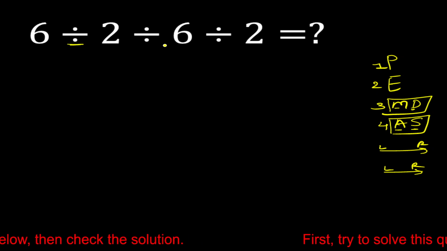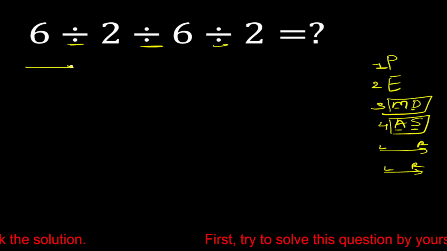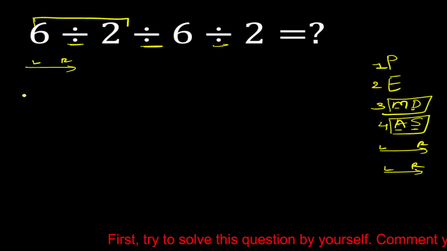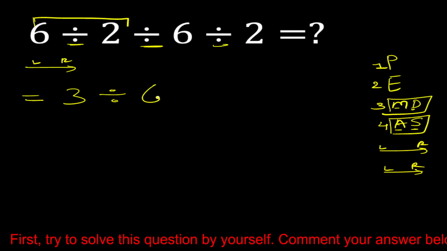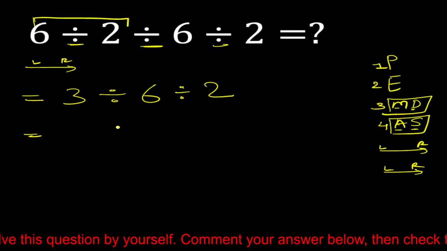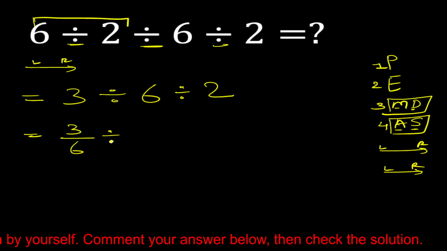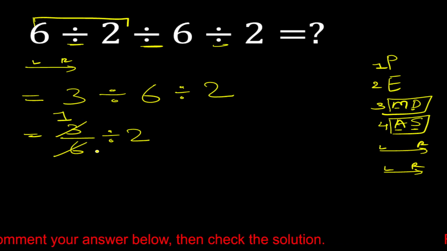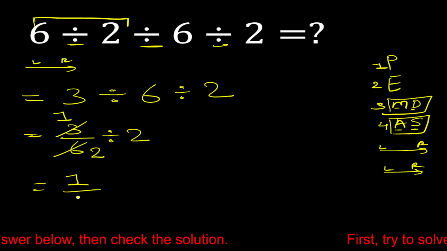So here is one division, here is one division, and here is one division. So all have equal priority. So we have to solve it from left to right, okay? So first we have to solve this division. 6 divided by 2 is equal to 3. Now 3 divided by 6 can be written as 3 upon 6, divided by 2. 3 divided by 3 is equal to 1. 6 divided by 3 is equal to 2. So it is equal to 1 upon 2.